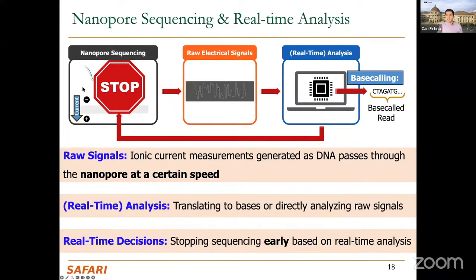And how this works is that you literally reverse the direction of voltage, such that now this part is positively charged and this part is negatively charged, such that this DNA now moves again towards the positively charged side, but now the positively charged side is here, essentially. And this is how stopping the sequencing works. And of course, there are some challenges to meet to make this effective and efficient.